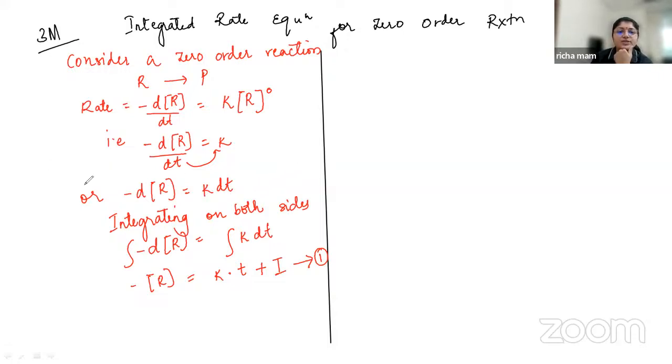Okay, so stepwise, this is a 3 mark question. Up to here, you will get 1 mark. Okay, so properly writing up to here. Then, now you have to find the value of I.